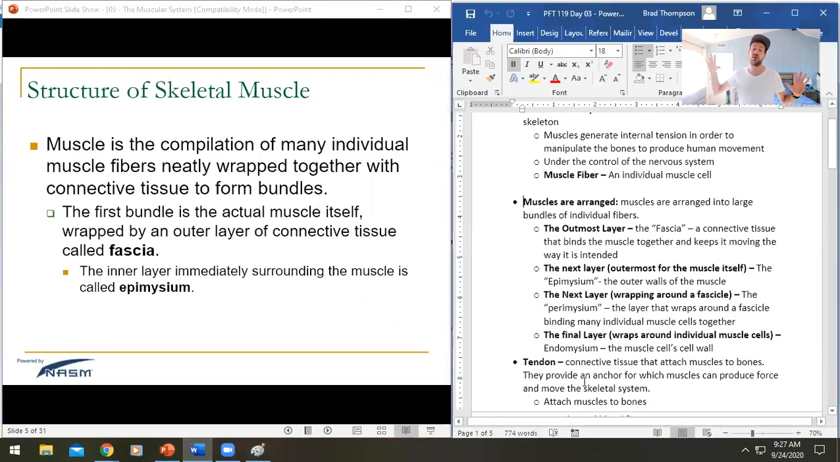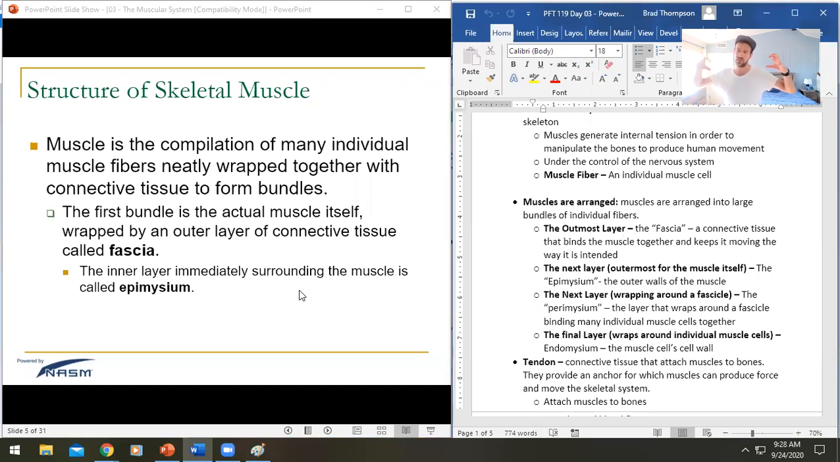Let's look at the outermost layer, right? The outermost layer of your muscle is going to be the fascia, right? It's a connective tissue that binds your muscles together in order to keep it moving the way it's intended. You want to have your fascia because, number one, you want to make sure that your muscle doesn't get a chance to move outside of a bone or get to the wrong side of something.